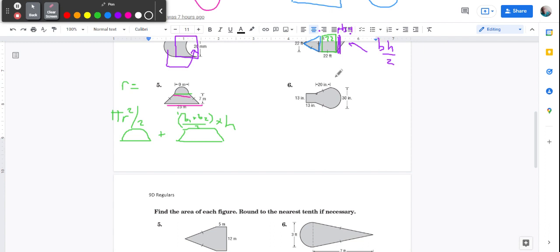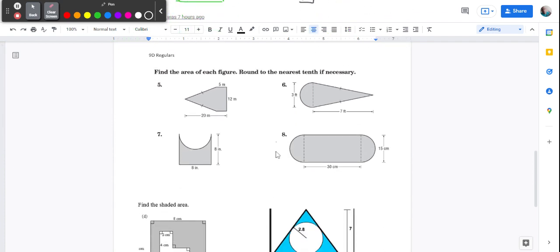Next one here, number 6, we have a square, trapezoid, and half circle. Okay, so we have square and we have trapezoid. Now these are the two parallel sides here and here. So those are the two bases. This would be our height. And again, we have our half circle right there.